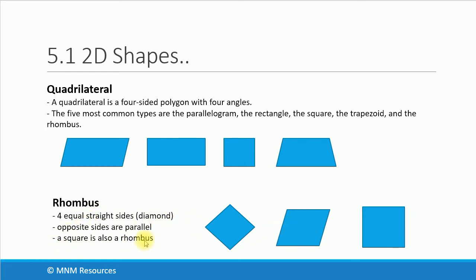Now a square is also a rhombus. Why? This side is equal to this side. All 4 sides of a square are the same length. And this side is parallel to this side. So a square is also a rhombus.